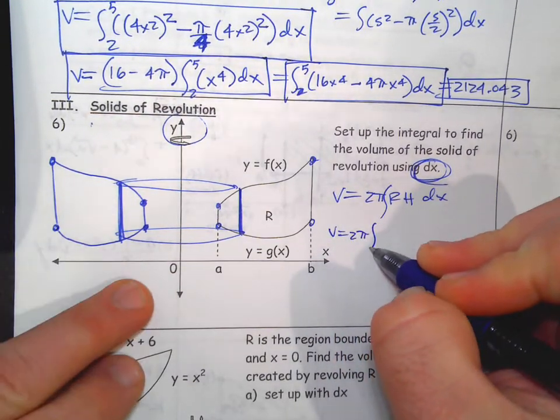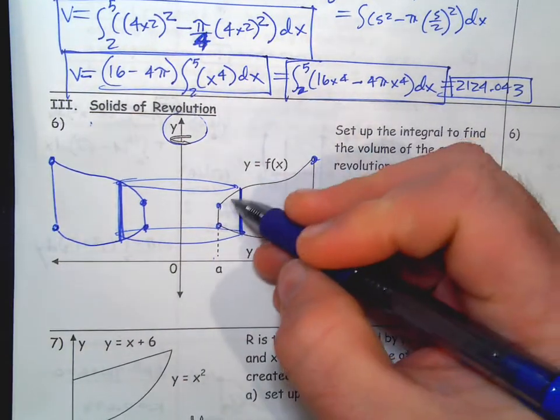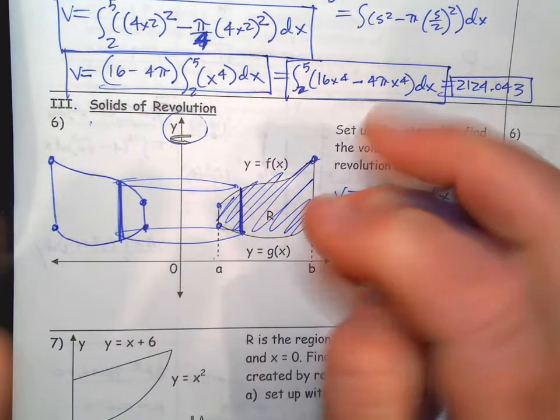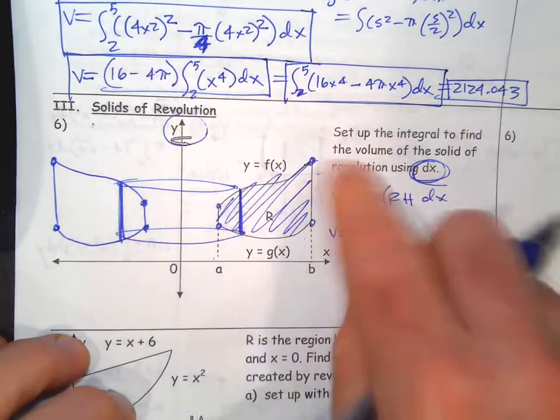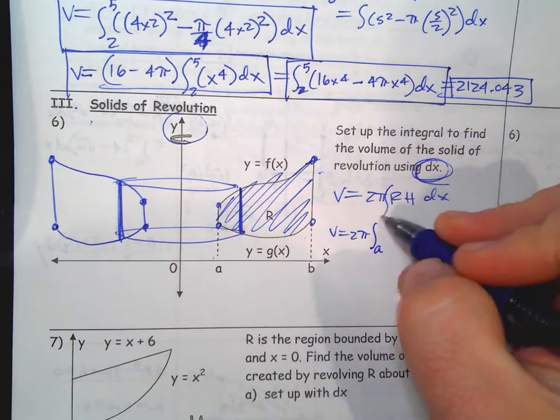We're going to integrate in the x direction. So a to b. We always base the limits and everything off this region. Don't go outside of this region at all. This is just for looks. Don't even go over here. So it's going to be a to b.